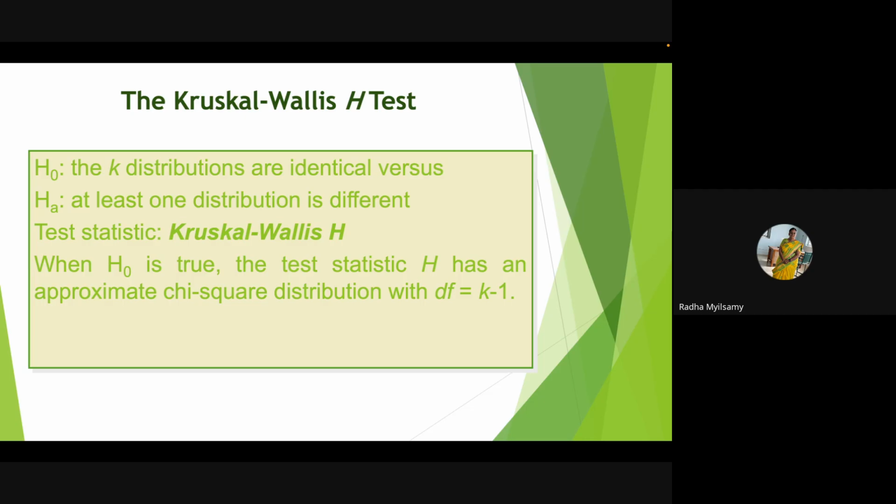And for the test statistic, we already saw that the H value is the test statistic. When H naught is true, the test statistic H has an approximate chi-square distribution with degrees of freedom k minus 1.